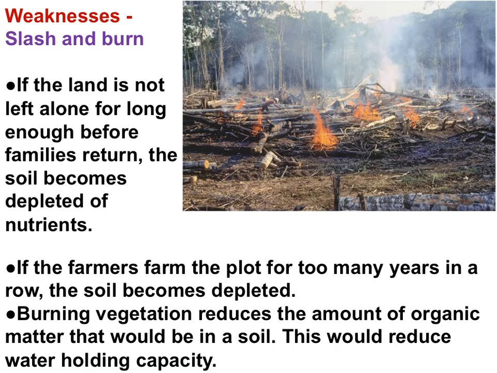The weaknesses of slash and burn agriculture are if the land is not left alone for long enough time before families return, the soil becomes depleted of nutrients. If the farmers farm the plot for too many years in a row, the soil becomes depleted of nutrients. Burning the vegetation reduces the amount of organic matter that could be added to the soil, and this would reduce the water holding capacity of the soil.